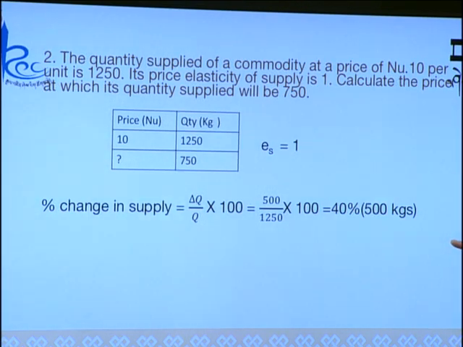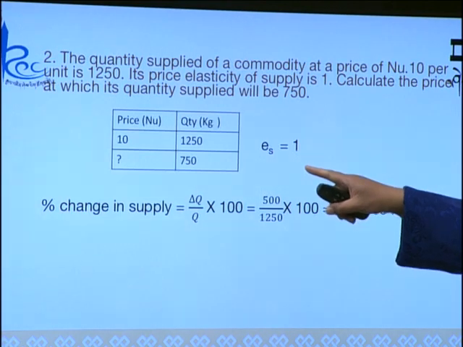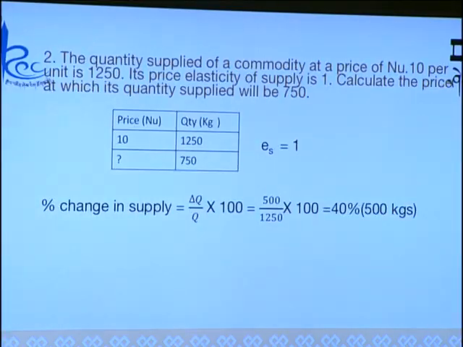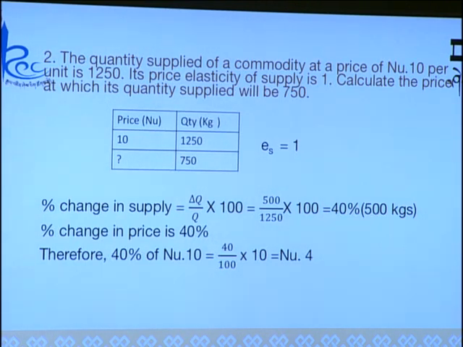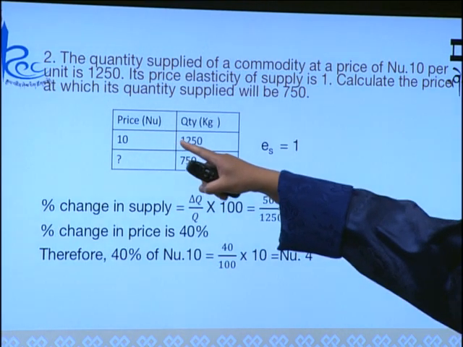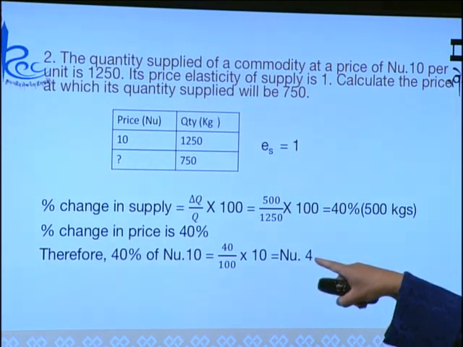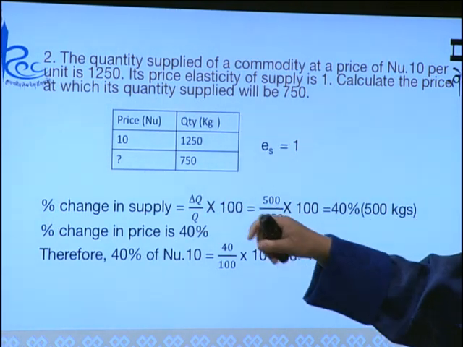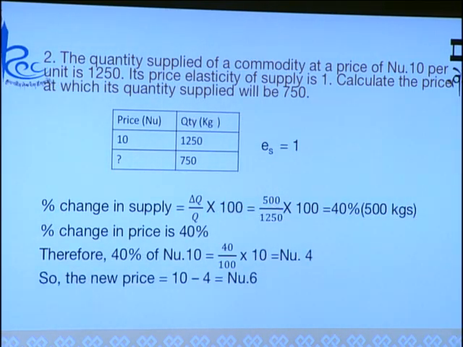The next step is to find out the percentage change in price in order to find the new price at which the quantity supplied is 750. A 40% change in price is 40% of the initial price, so it is Niltrum 4. The price has decreased by Niltrum 4. If you subtract Niltrum 4 from the initial price, you get 6. So 6 is the new price at which the quantity supplied is 750.